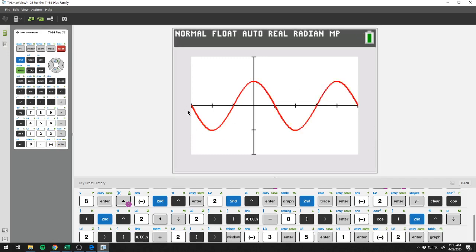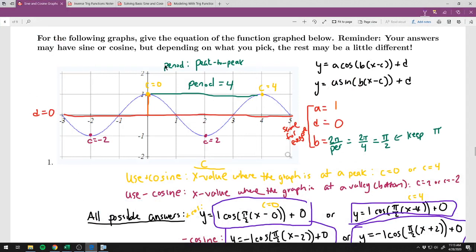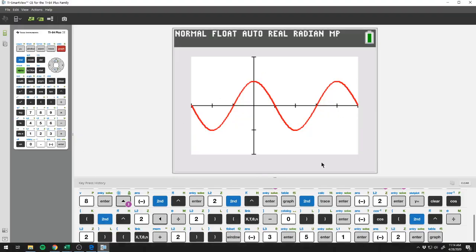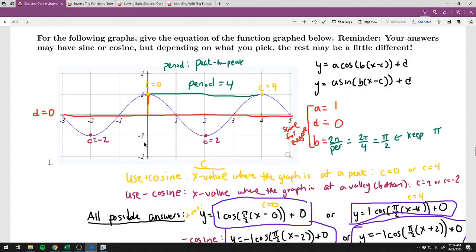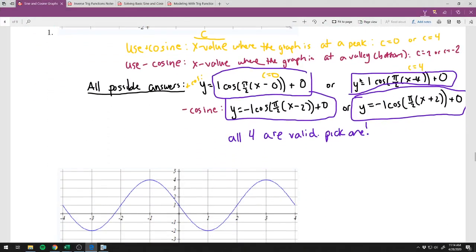You can see how it traced over exactly the same. It's the same graph. There are a lot of answers on these kinds of questions. You just find one that works. But you can see it starts at the middle, goes to the bottom, middle, top, and ours does exactly that. And we scaled it off exactly the same. But if you graph the other two, they would also work.